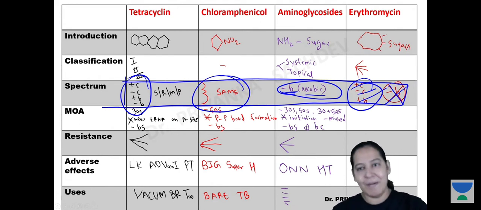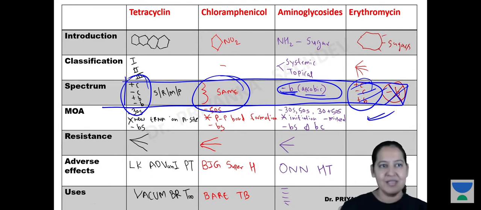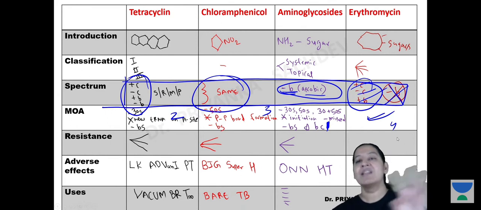Now you people tell me what is the mechanism of action. Which step is it inhibiting? So tetracycline is inhibiting step number 2. Chloramphenicol is inhibiting step number 3. Aminoglycoside is inhibiting step number 1, initiation. So step number 4 is what remains. So step number 4, the last step, is inhibited by erythromycin or macrolide, that is translocation.